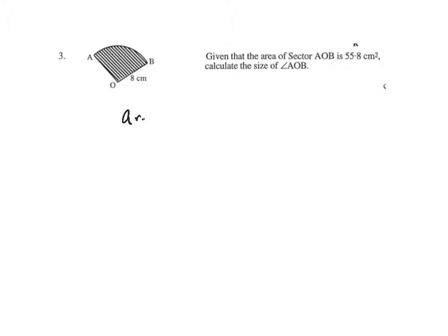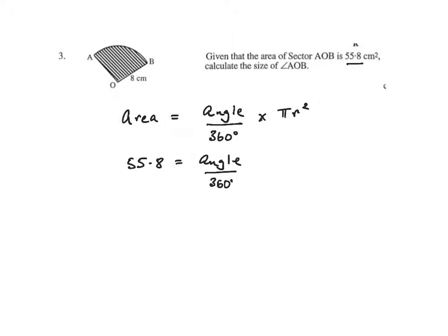So area equals angle over 360 degrees times pi r squared. I used that formula in the last question without writing the formula down. In this case, we are told that the area is 55.8. We don't know what the angle is, but we do know that the radius is 8.